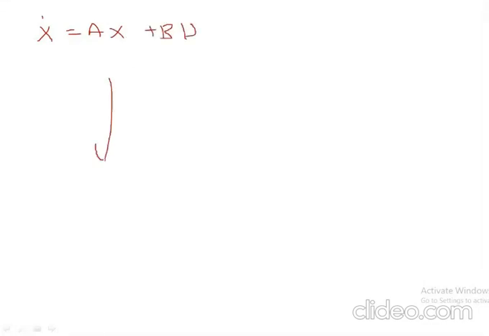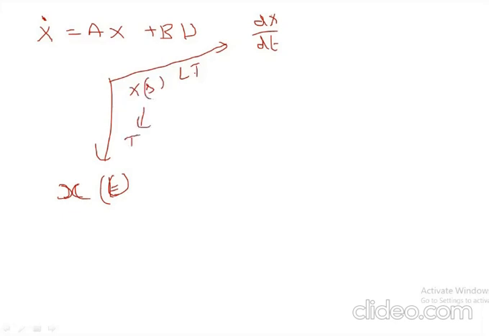So what does the solution of state model mean? Convert this equation into the x variable with respect to time. This x dot means dx by dt. Now you need to convert that dx by dt into x of t, with respect to time. The only way is to apply Laplace transformation, then you will get x of s. Then after that apply inverse Laplace transformation, then you will get x of t. So this is known as the solution of state model.